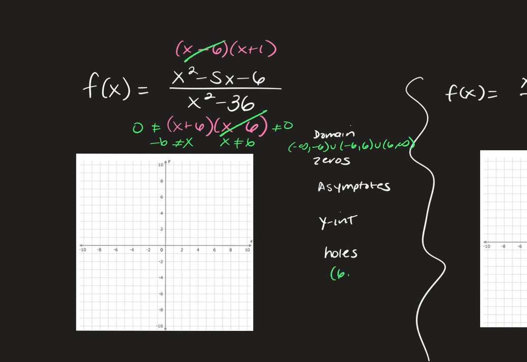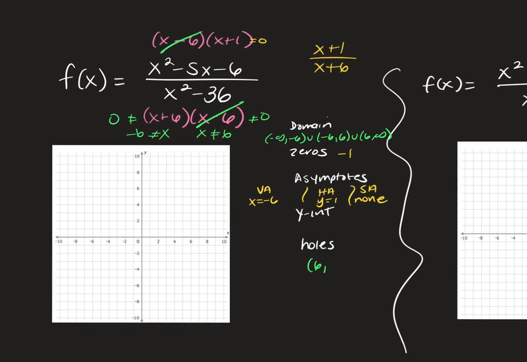Then you check for holes. This time there is. It crosses through the x minus 6 in the top and the bottom. That's the x coordinate of your hole. Then everything else you get from your new updated function. For my numerator, I set what's left equal to 0 to get the 0, which is -1. My vertical asymptote is going to be at x equals -6. The horizontal asymptote is y equals 1 because the exponents are the same. There's no slant.